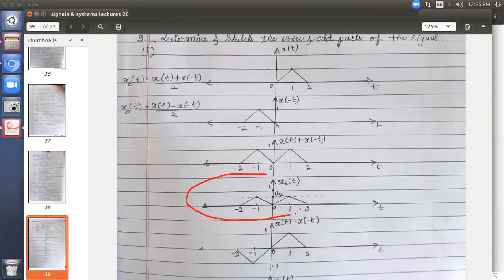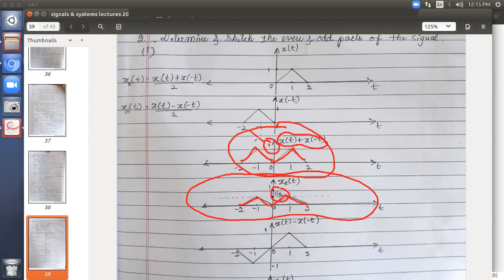This is your even component, wherein observe the difference between these two. The signal shape remains the same. Two triangles are there. There is one triangle, and the same triangle here. One more triangle, the other triangle is the same. Just the amplitudes are different. When you add both, the amplitude is 1. When you take half of it, the amplitude is reduced to 1 by 2. This is how we find the even part.